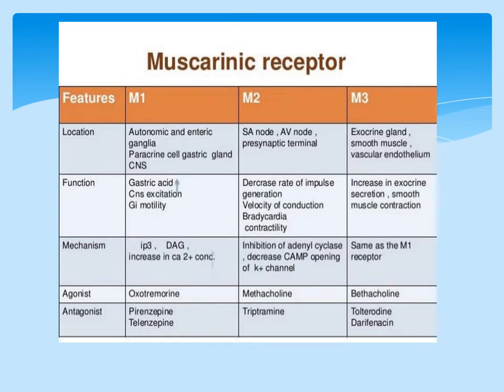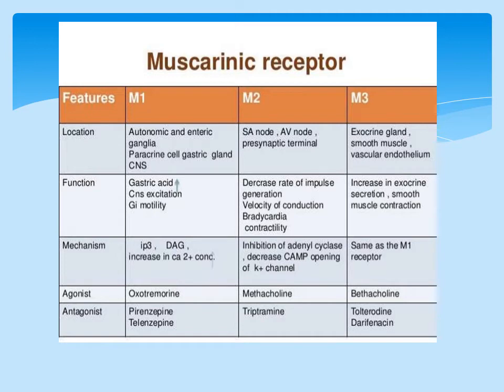Again, there are different types of receptors. In parasympathomimetic drugs, there are mainly two types of receptors. One is the muscarinic receptor, another is the nicotinic receptor. In the muscarinic receptor, there are three types: M1, M2 and M3. And you have to know the exact location of the receptors. M1 receptor is present in the CNS, M2 receptor is present in the heart, and M3 receptor is present in smooth muscle. These are the specific areas where the receptors are located.